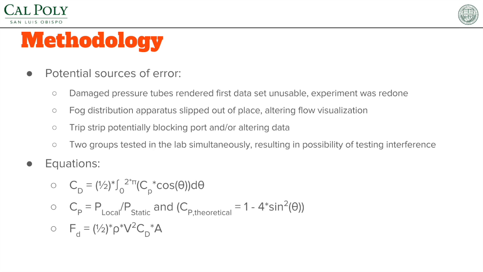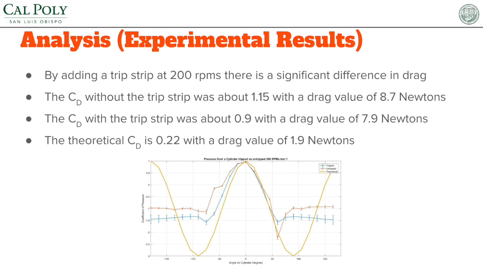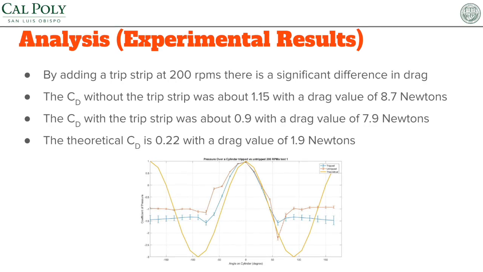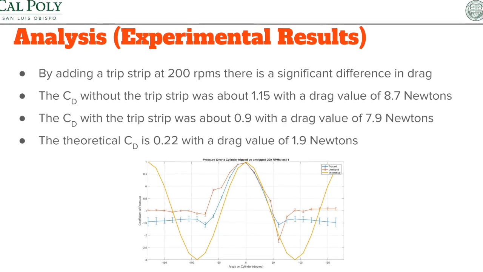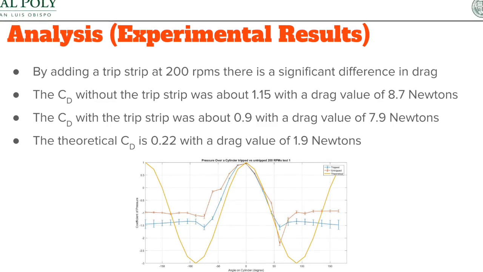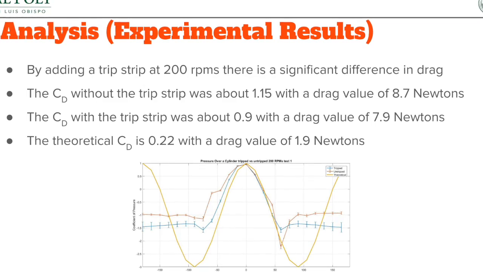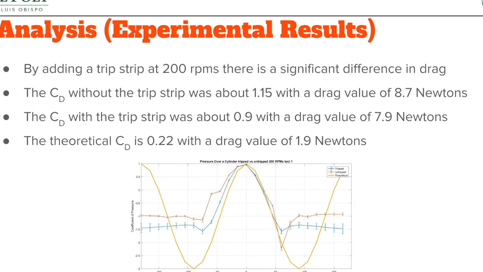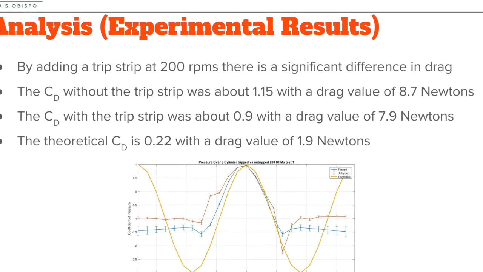Equations that were used in data analysis include the following for coefficient of drag, coefficient of pressure, and total drag force. Adding the trip strip for our 200 RPM test, we noticed that there was a significant difference in drag. The coefficient of drag was reduced from 1.15 to 0.9 by adding the trip strip, thereby reducing the drag force from 8.7 to 7.9 newtons. By using the theoretical equation, the coefficient of drag would only be 0.22, which would equate to a drag force of about 1.9 newtons. However, this theoretical value cannot be reached due to flow separation.